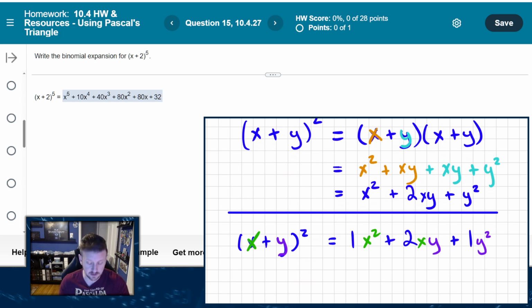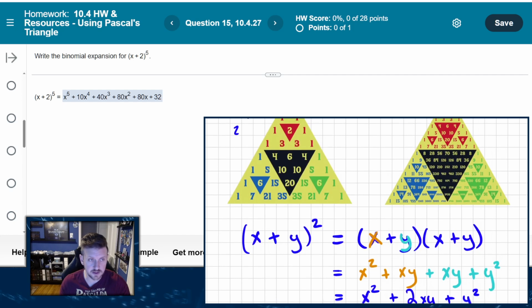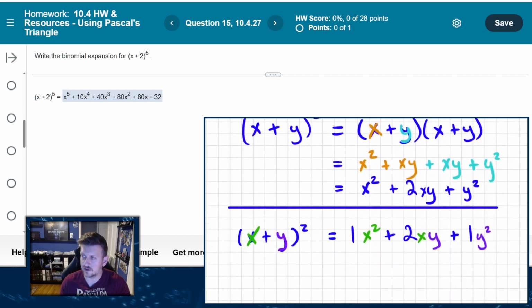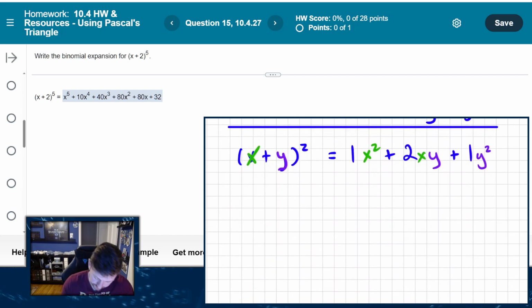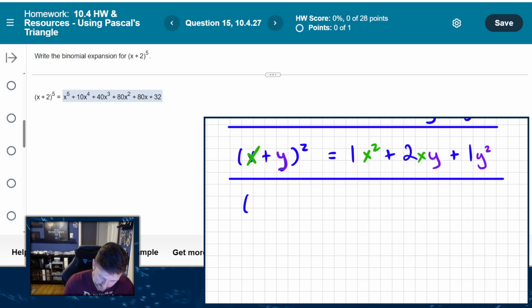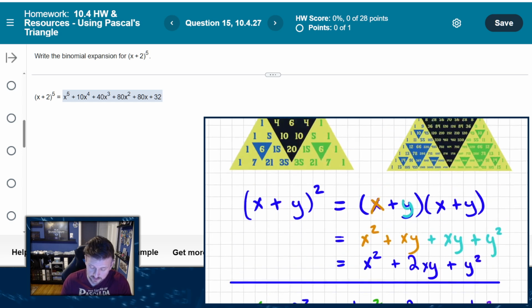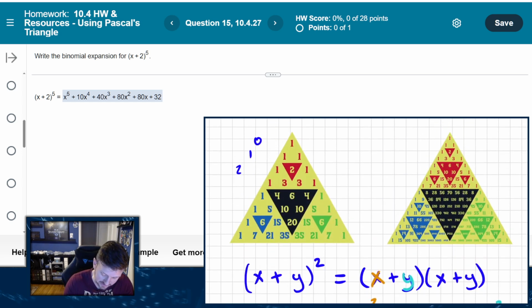All right, so let's take a look at the one that's on the screen above me. We're going to do x plus 2, all that to the 5th. Let's color the x in green again, and let's make the second term be 2. So we're going to do a similar process. Eventually, we'll be using the 5th row of Pascal's triangle.